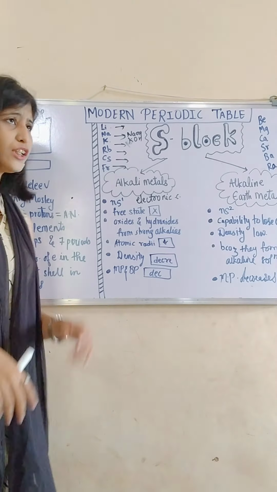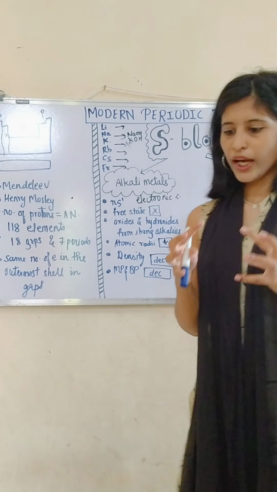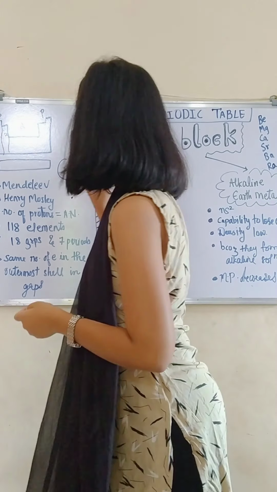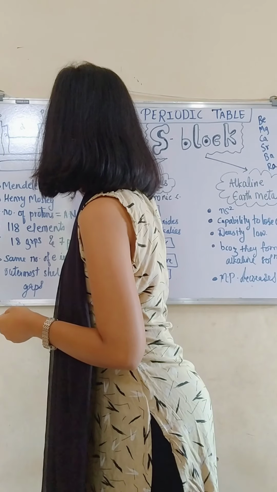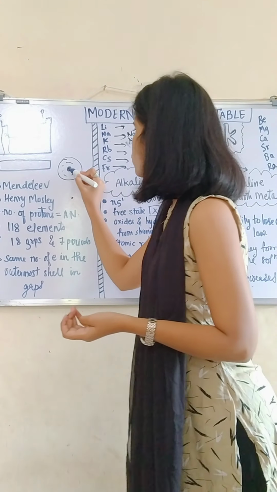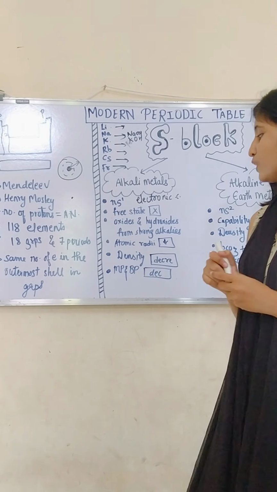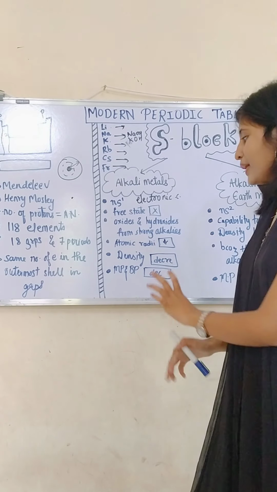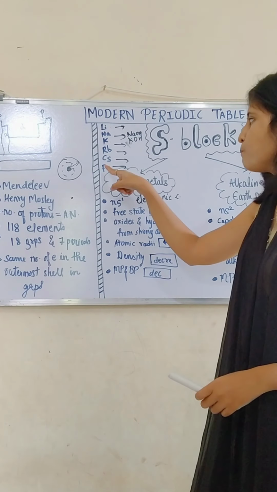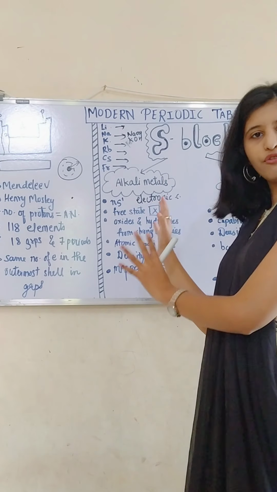Moving forward, atomic radius. Atomic radius means the distance between the nucleus and the outermost orbit of an atom. For example, this is my nucleus, and the nucleus contains protons and neutrons. The distance from the nucleus to the last orbit is called the atomic radius. Now, atomic radius as you go down the group, the first element is lithium. Why hydrogen is an exception, I'm going to tell you that, but first we'll look at the group 1 elements.